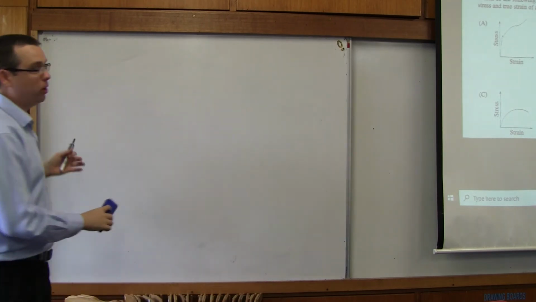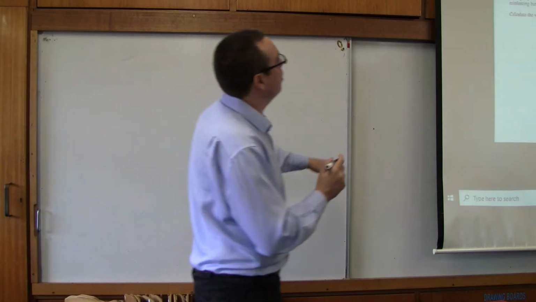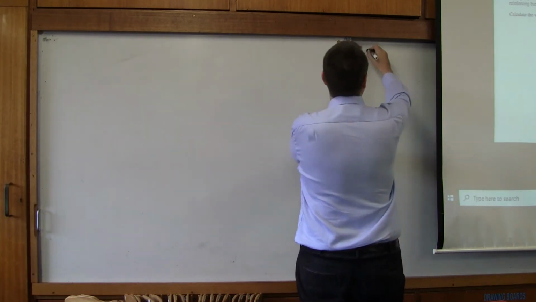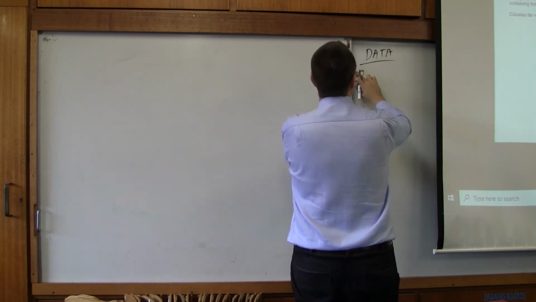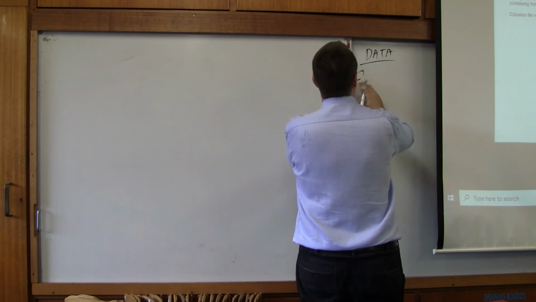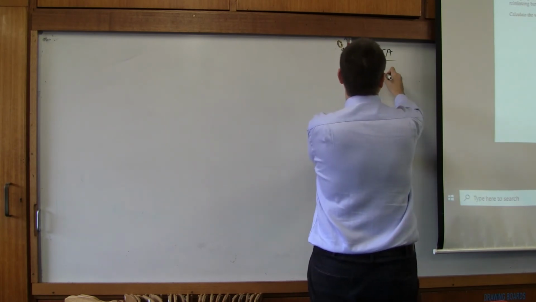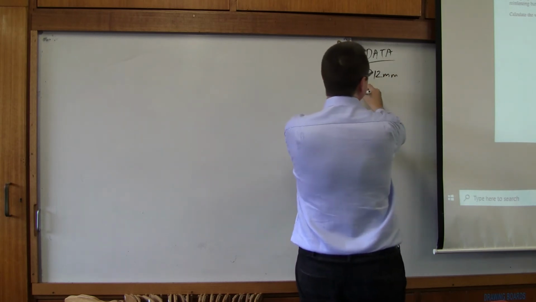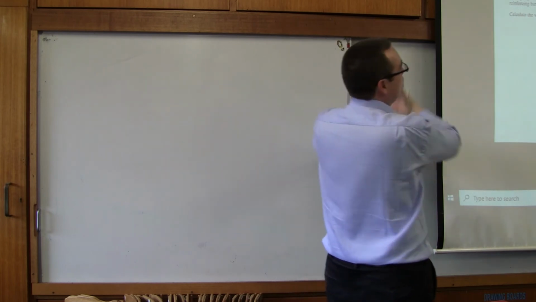2016. I'm glad we went through that, because it looks like that was an easy question to get wrong. Okay, 2016, question 21. So what we've got here is a 12 millimeter diameter, so I write that in my data. I know straight up I'm going to write area now to remind me that I need to find the area. It's a good process.